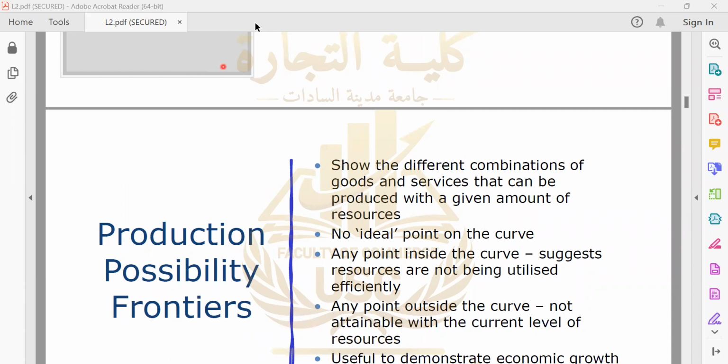When we talk about the PPF, it doesn't have an ideal point. All the points on the PPF are efficient points. Any point inside the curve suggests resources are not being utilized efficiently, so these are inefficient points. But the points outside the PPF are unattainable points.